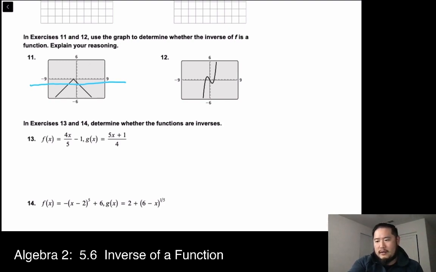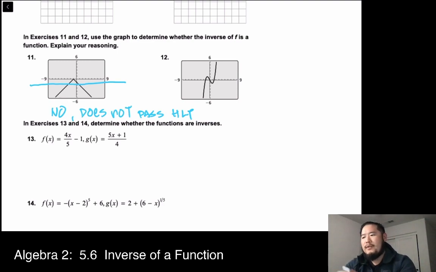So right here, number 11, no. Reason: does not pass horizontal line test. I'll just abbreviate that with HLT. If we take a look at number 12, same deal. Look, it passes right there, great. But it doesn't pass right here. So once again, this is no. It has to pass all the time, not just one time, two times, or wherever. All the time. Okay.